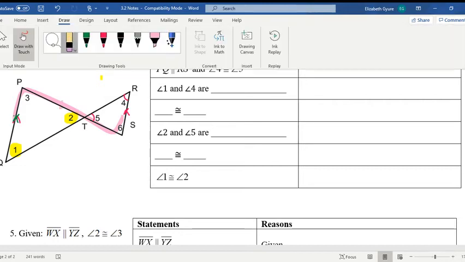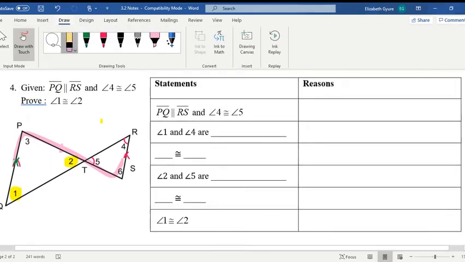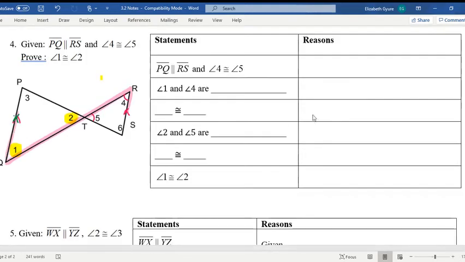But what if I maybe went the other way? What if I looked at my alternate interior angles this way with 1 and 4 in the corner. Could that maybe be helpful? Yeah, because aren't we trying to prove something about angle 1? Are we given information about 4? So that's probably the more reasonable way to look at that one.